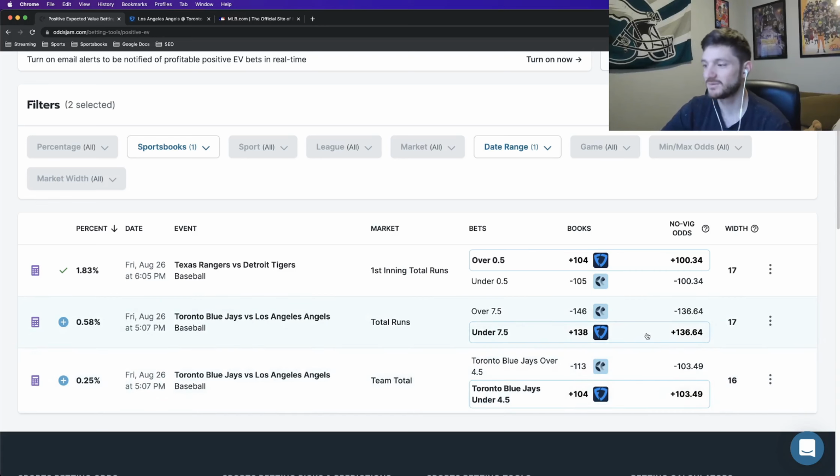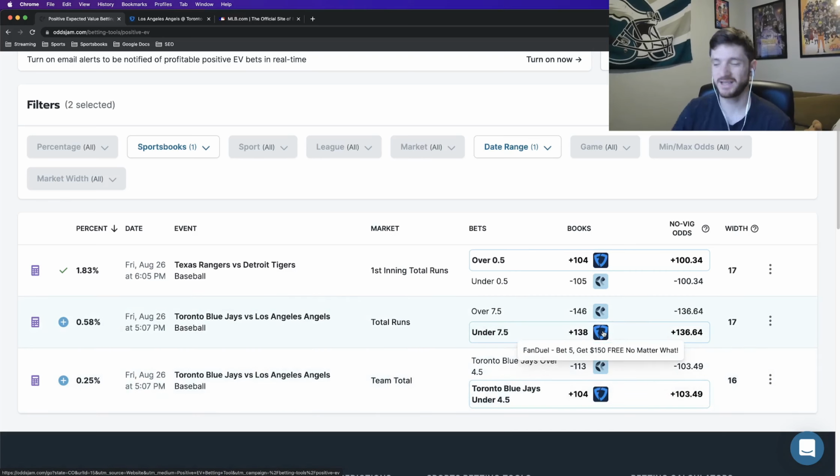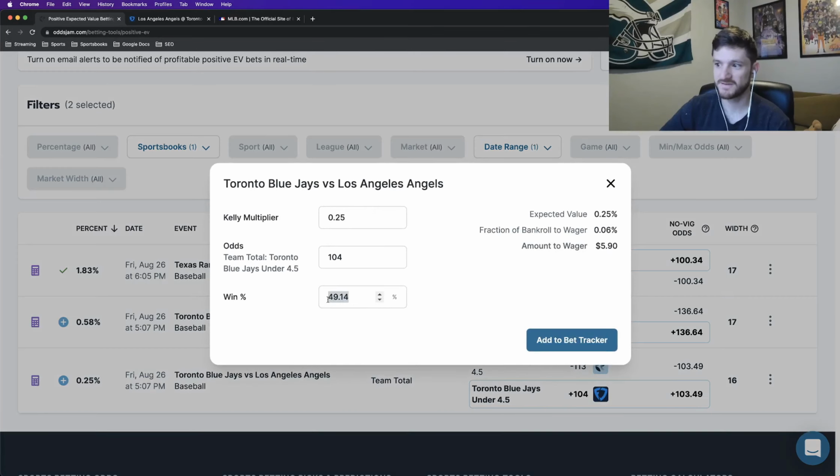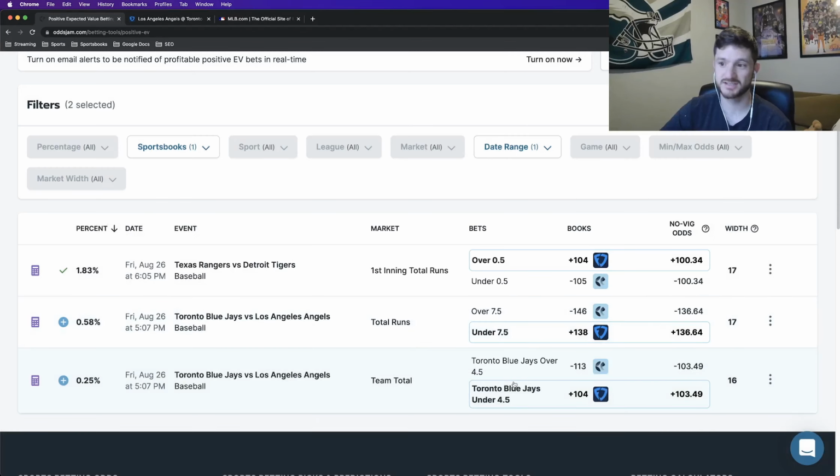The other reason why I liked it is because it has a more favorable chance of occurring. So taking this bet straight up is something that I would definitely do. But in a parlay, I try to combine plays that have more likelihood of hitting. So for this bet, only having a 42% chance of hitting versus this one, which is closer to 50, you know, 49%. I figured for a parlay, it made more sense to combine plays that had a higher likelihood of hitting. So that's why I went with the Blue Jays team total under.